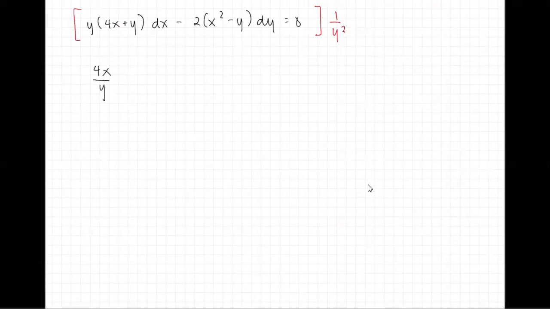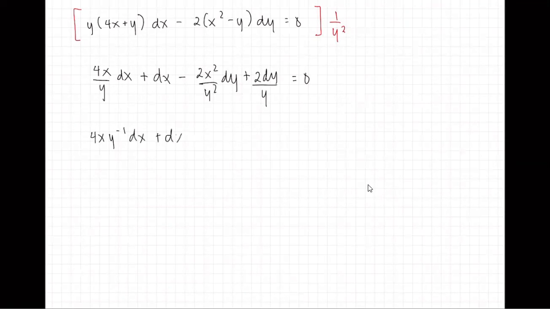4x over y dx plus dx minus 2x squared over y squared dy plus 2 dy over y is equals to 0. Okay? Then, we check. So, to simplify, change natin sa exponent yung mga denominator. We have 4x y negative 1 dx plus dx minus 2x squared y negative 2 dy plus 2y negative 1 dy is equals to 0.